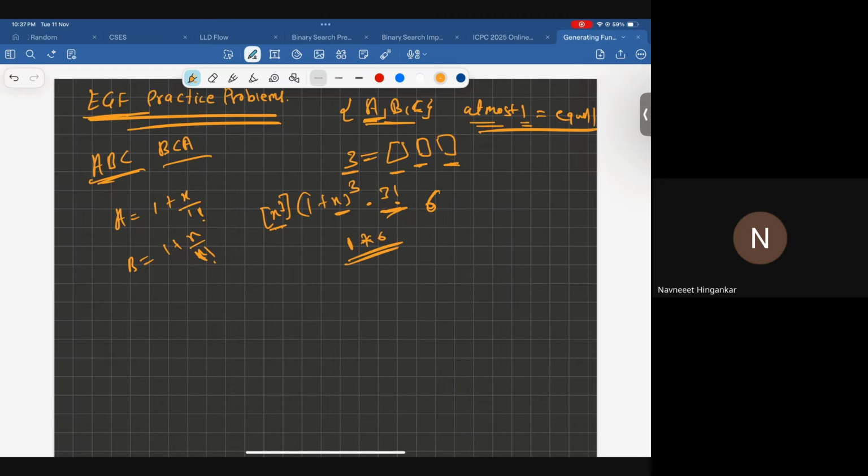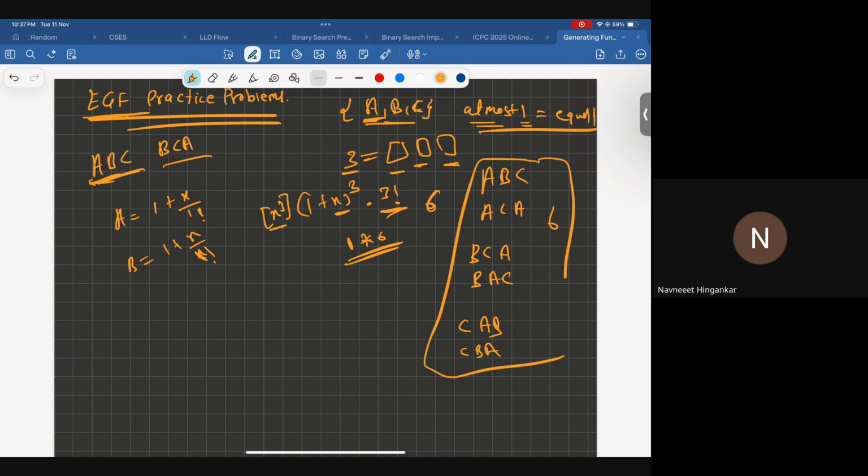So you can just do this, and if you want to calculate it, you can easily list it: A B C, A C B, symmetric stuff. Now B C A, B A C, now C A B, C B A. In total, 6 permutations of this for 3 letter words.